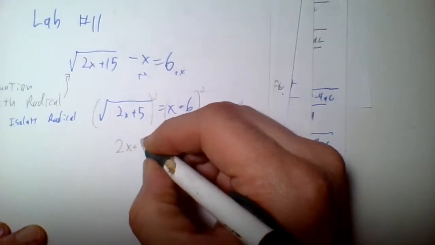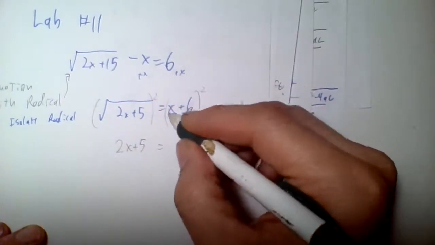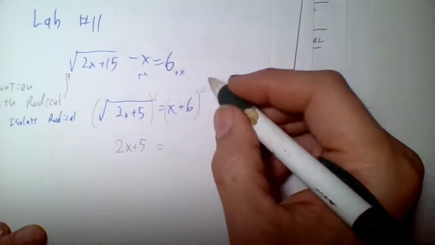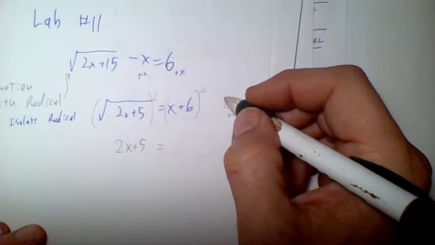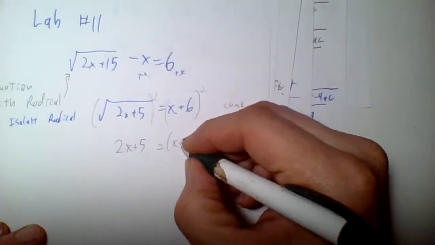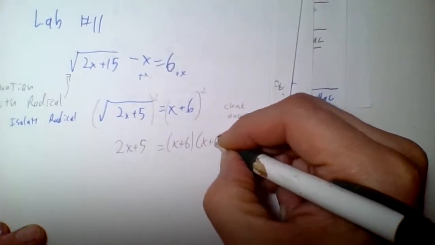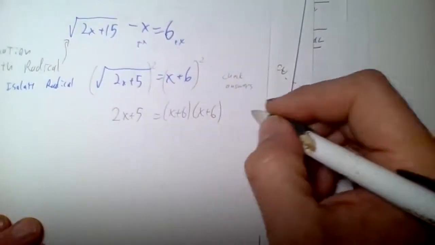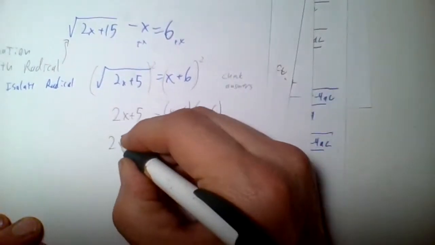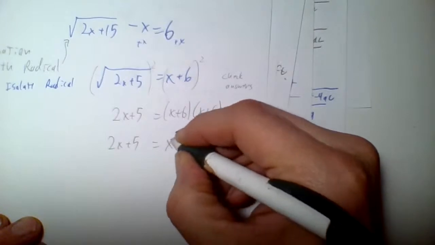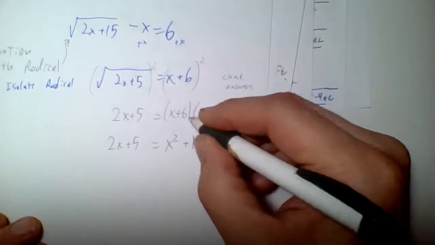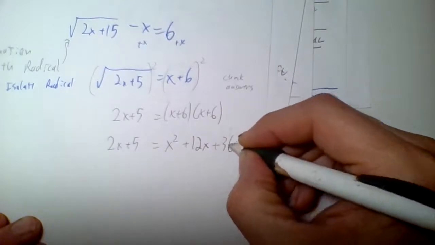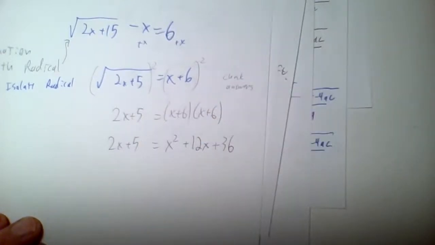This is just 2x plus 5 now. And this, oh, that's x plus 6 times itself. So I've got to think through how that multiplies out, right? It's x plus 6 times x plus 6. I've got some work to do on it. That's going to FOIL out to x squared plus 12x and a 36. That's your perfect square thing right there.